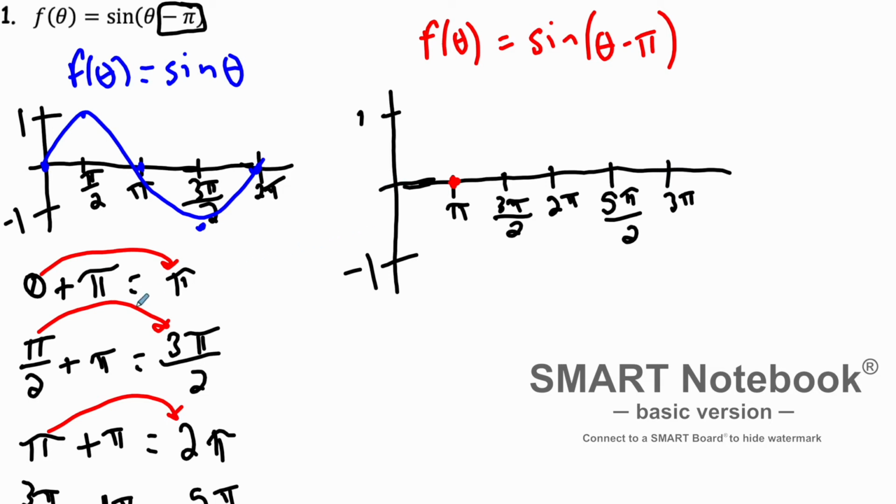But just remember, each of these points gets tracked to a new point. So pi over 2 gets tracked to 3 pi over 2. So this point that was at pi over 2 was at 1. That is now at 3 pi over 2, 1. Next up, we had the point pi. Well, that got tracked to 2 pi. So pi, 0 gets moved to 2 pi, 0.